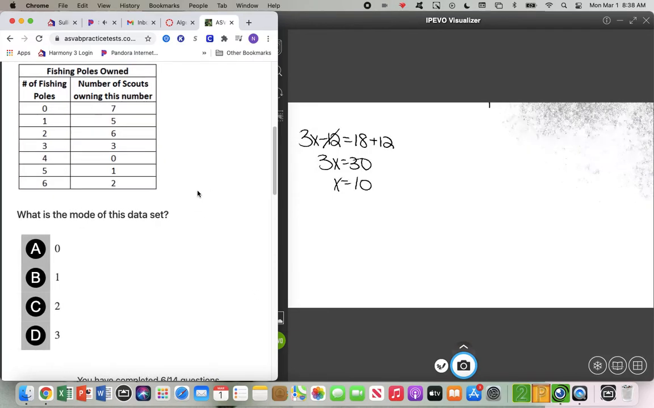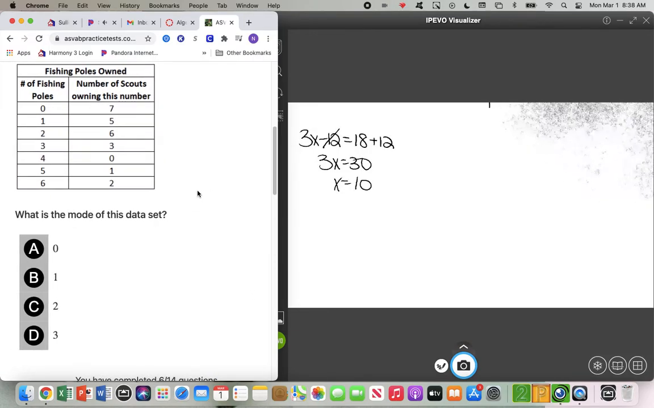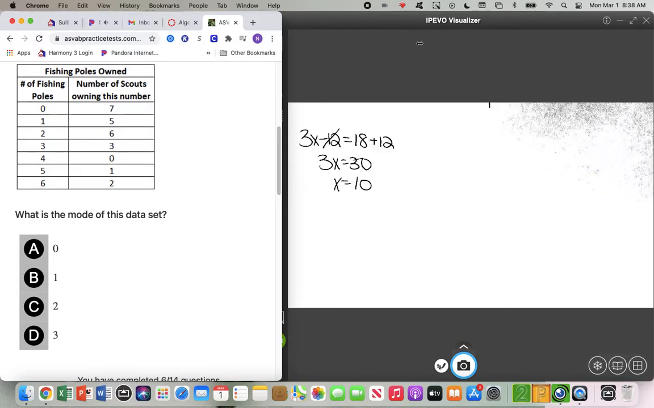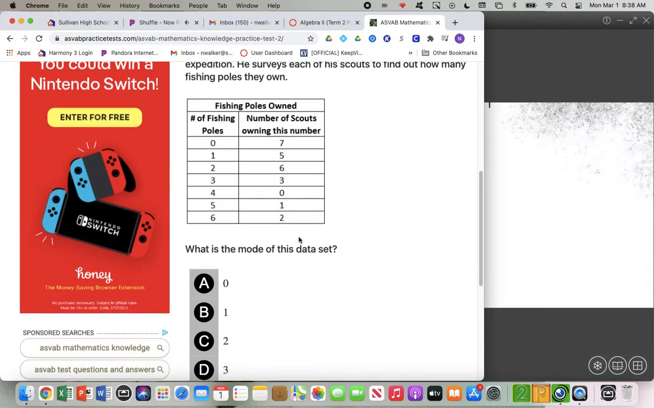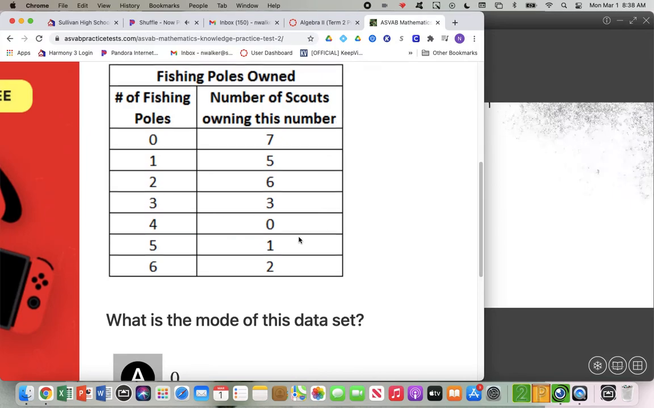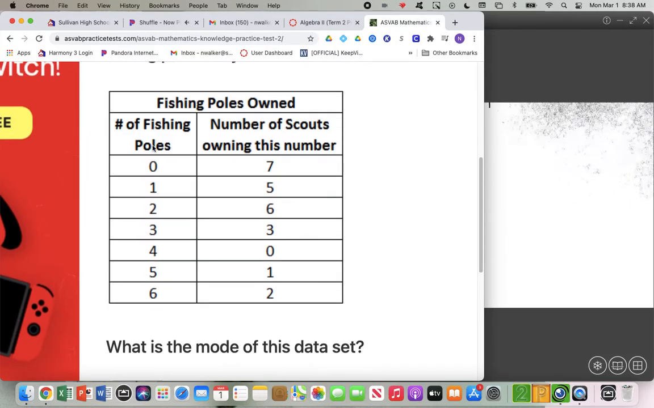Okay, I like this question a lot. All right, it gives us a table. Let's see if I can zoom in a little bit more. All right, it tells us the number of fishing poles and then the number of scouts owning this number. What would be the mode?